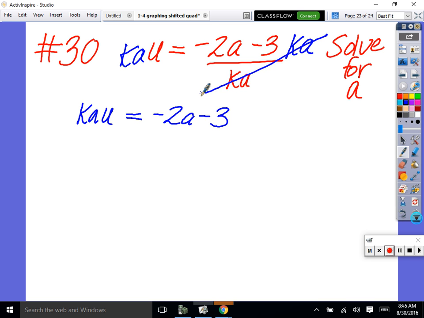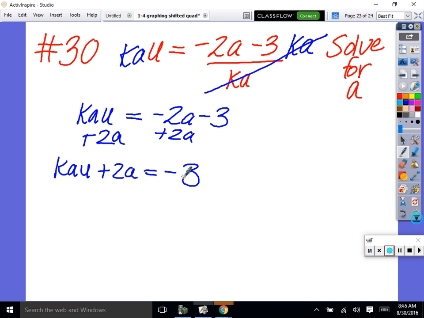because over here, don't those ka's divide out. So now the rule is, you say to yourself, do I have two of the same variable? A and A. The rule is, if you ever are solving for a variable and there's two of them, get them to the same side of the equation and everything else to the other side. So let's bring this over. Add 2a to both sides. So we have plus 2a. KAU plus 2a's is equal to negative 3.